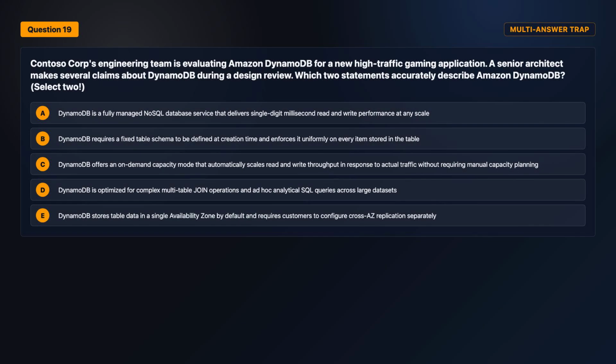Question 19. This is a two-step filter. Contoso Core's engineering team is evaluating Amazon DynamoDB for a new high-traffic gaming application. A senior architect makes several claims about DynamoDB during a design review. Which two statements accurately describe Amazon DynamoDB? Select 2. Review the answer choices on screen.